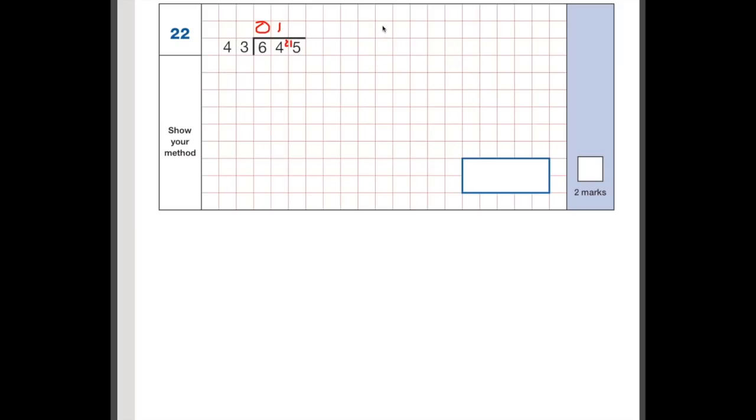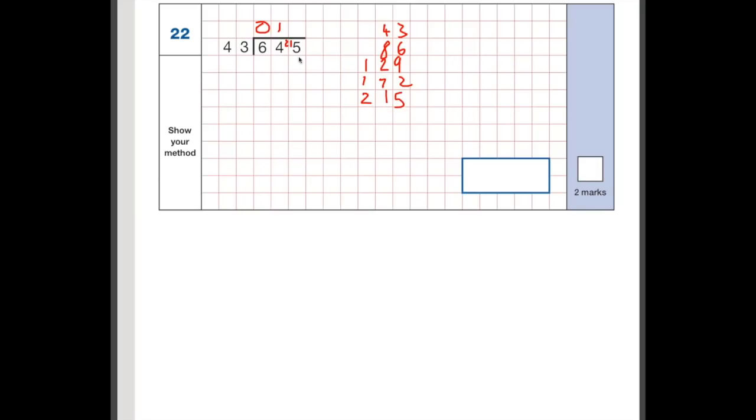So what you can do here, if you're not 100% sure, is to put your 43 times table down and just keep adding 43 until you get to this number. And I'm hoping it'll go in perfectly. So 43 add 43 is 86. 86 add 43 is 129. Add 43 again is 172. Add 43 again is 215.